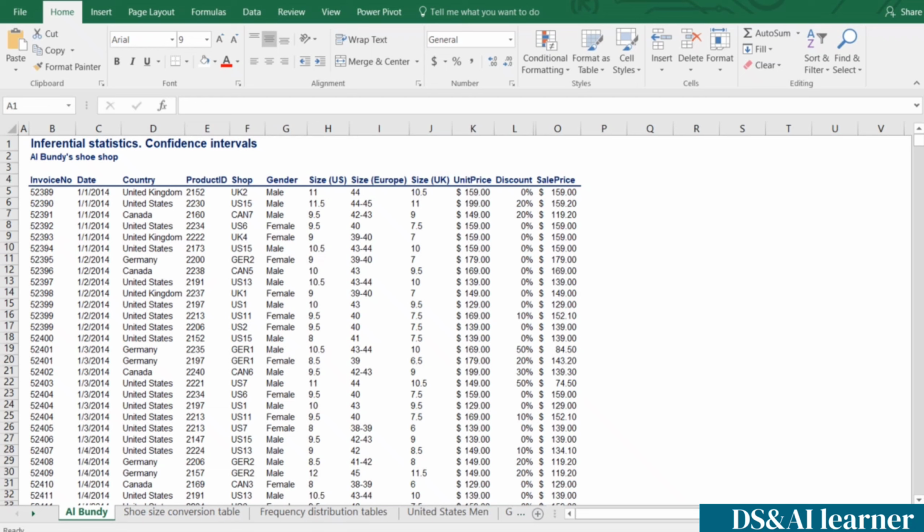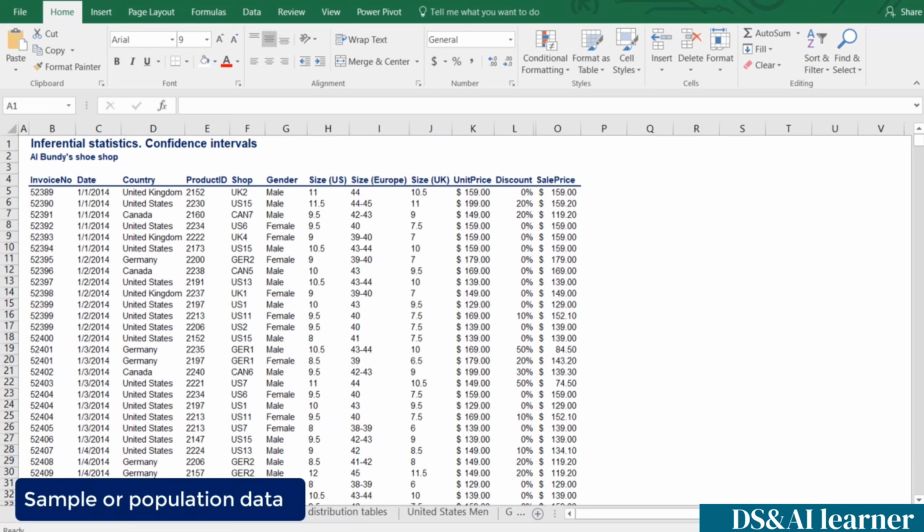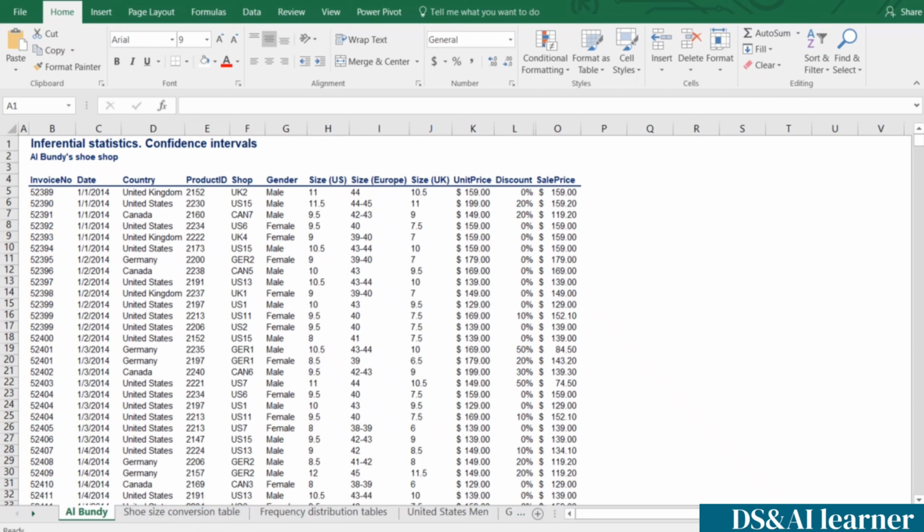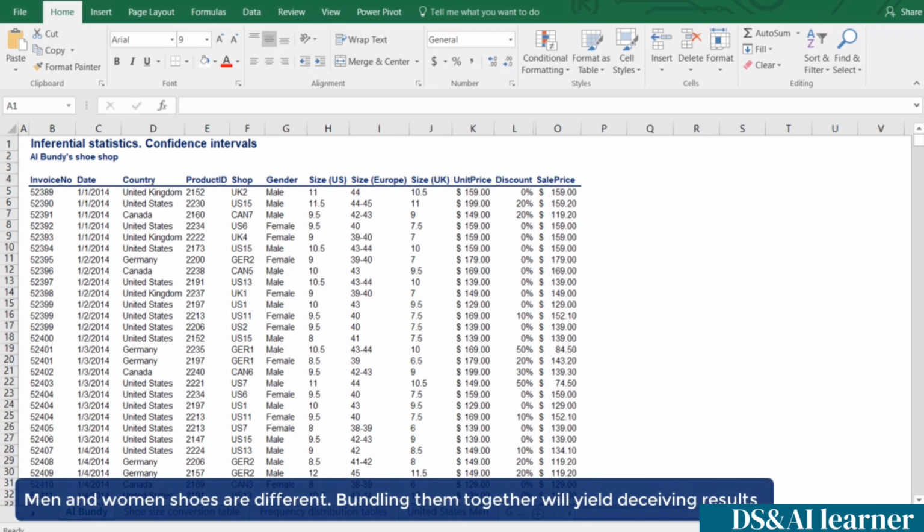Let's begin our analysis. First, we should determine if that's sample or population data. It is obviously a sample and not the population of sales, given that we have just 3 years of data. Second, we want to get to know the dataset better. There are 2 big subgroups in our data, men's shoes and women's shoes. They are completely different, and bundling them together when making predictions is going to yield deceiving results.